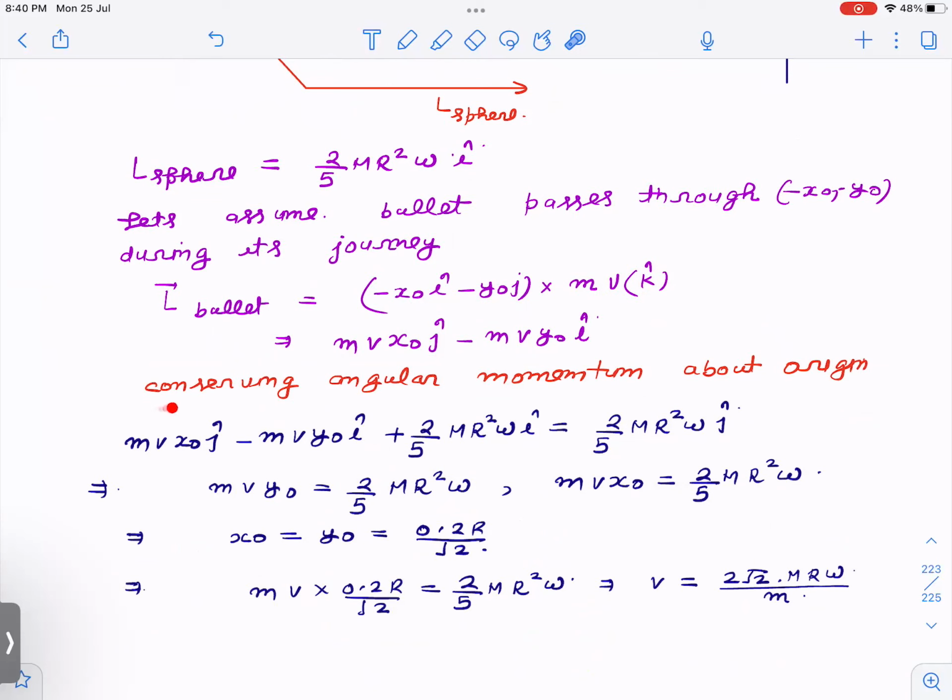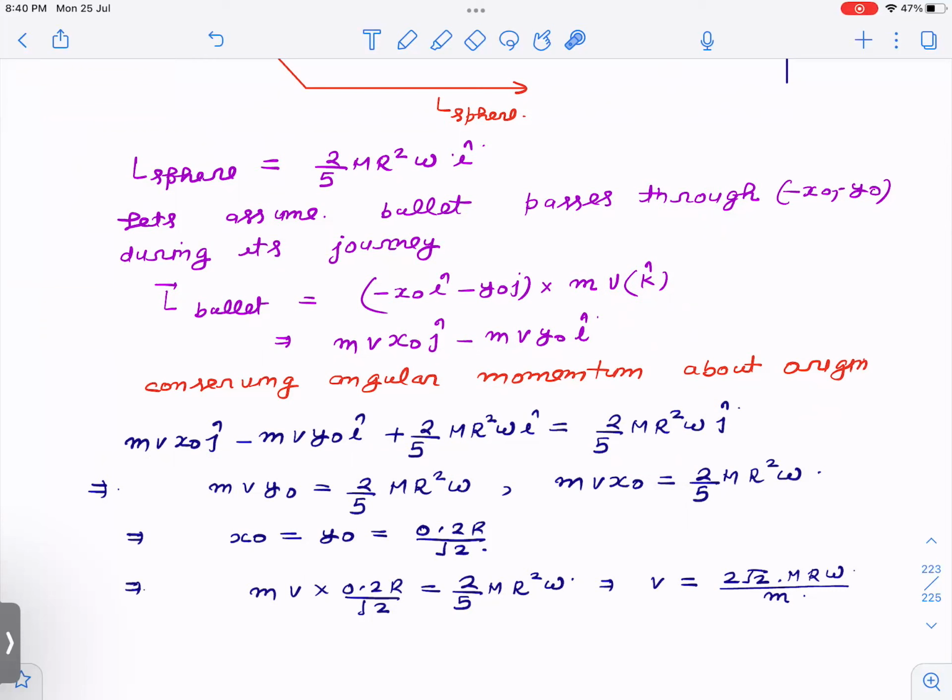Now I'm going to conserve angular momentum about the origin. So the initial angular momentum of the sphere is I omega, with I equal to 2 by 5 m r square for a solid sphere. And for the bullet, this is the angular momentum I have just calculated. And the final angular momentum of the sphere is 2 by 5 m r square omega j cap, because it is given in the question that finally the sphere starts rotating about the y axis, and the velocity of the particle becomes zero. So the final angular momentum of the particle is zero.